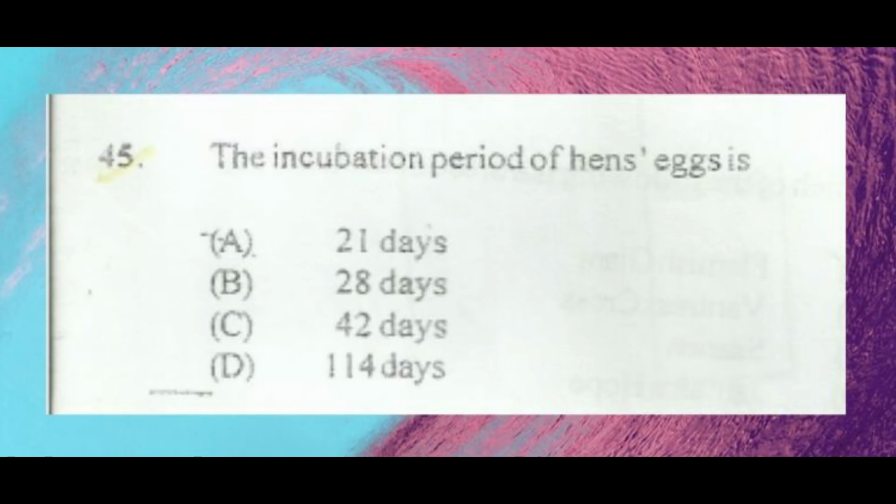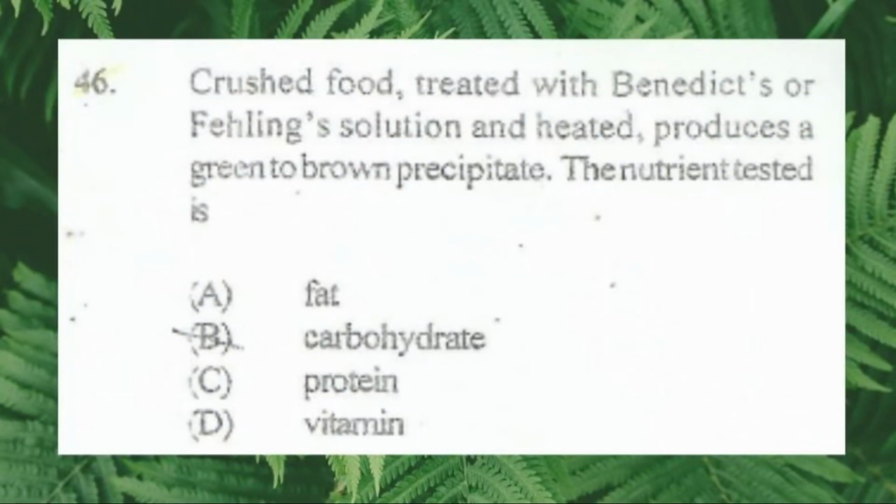Question number 46. Crushed food treated with Benedict's or Fehling's solutions and heated produces a green to brown precipitate. The nutrient tested is A. Fat, B. Carbohydrates, C. Protein, D. Vitamins. The answer is B. Carbohydrates. Carbohydrate consists of the sugars or the sugar foods.